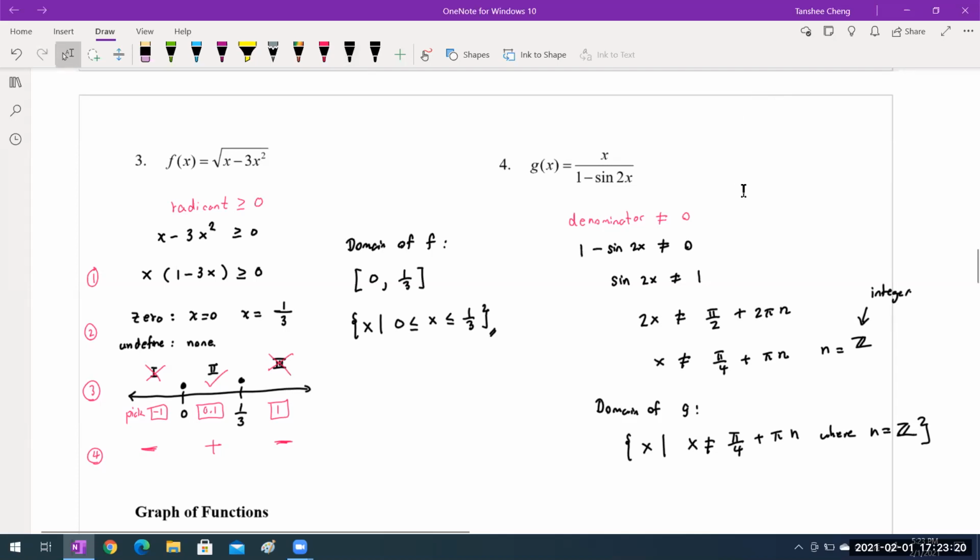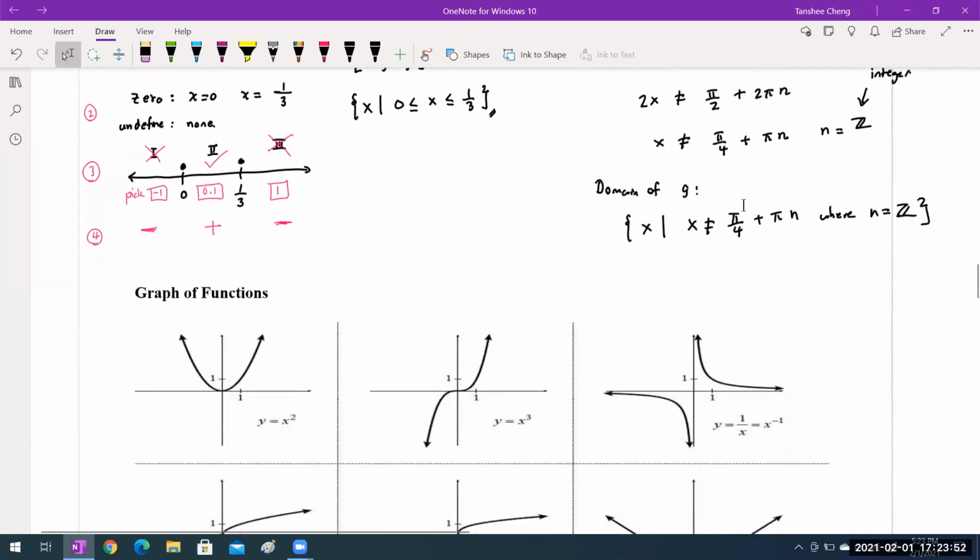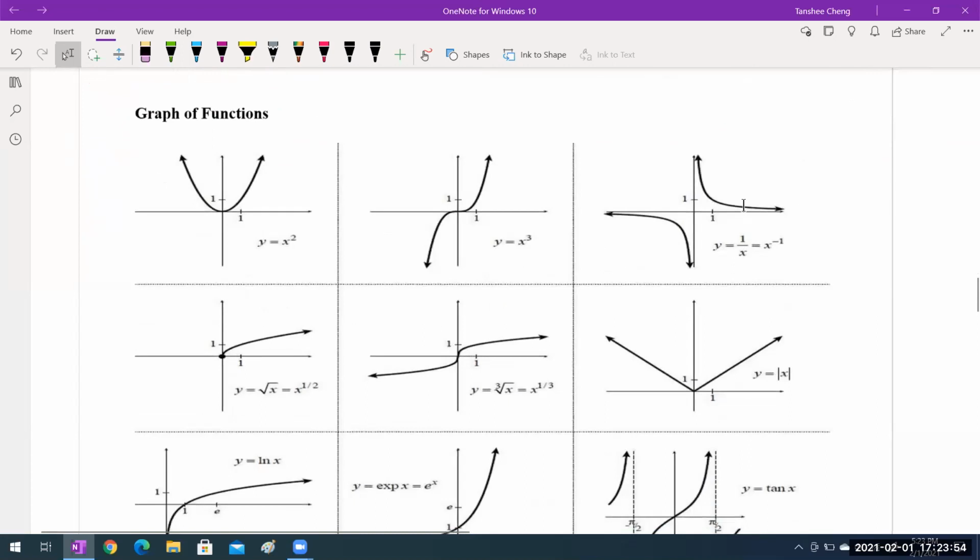So these examples hopefully help you to reconsider reviewing the algebra part, on solving any type of inequality, any type of equations, trigonometric identities, and solving trigonometric equations. Okay. Next step is looking at the graphs of the functions, reviewing.